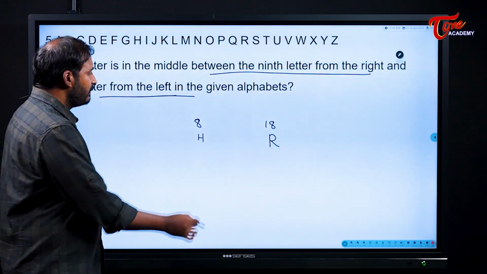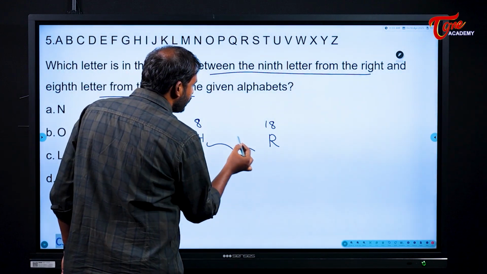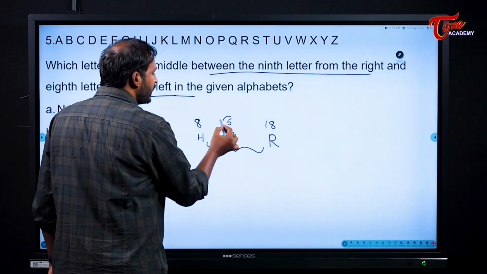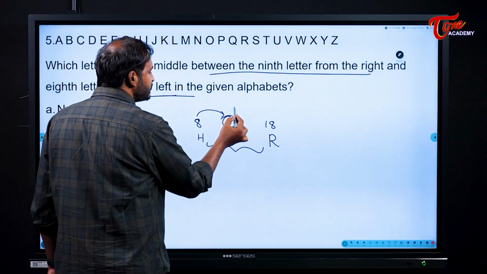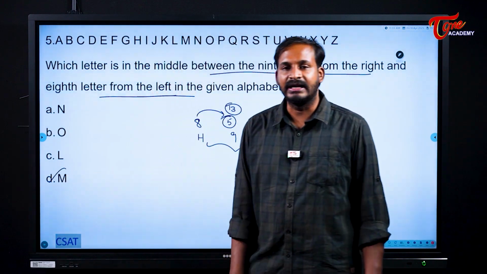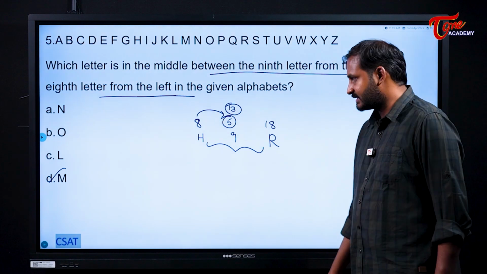Already I told you. Between these two means 18 minus 8, 10. 10 minus 1, 9. So we will have 9 alphabets. What is the middle one in 9 alphabets? 5th. So 8 plus 5, what does it become? 13. What is the 13th alphabet for us? M. M will be the 13th alphabet for us in this case.